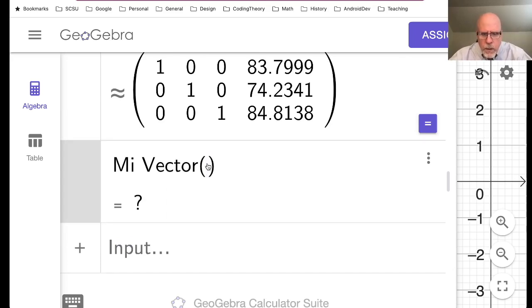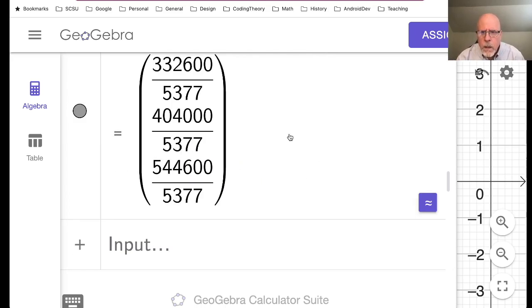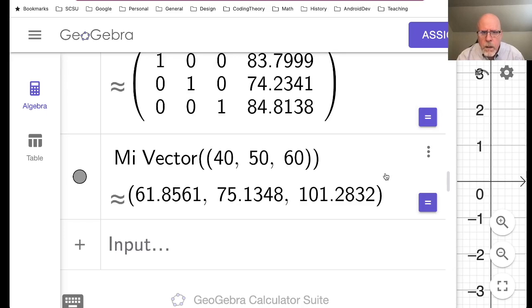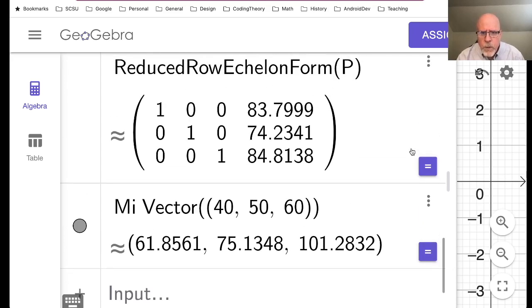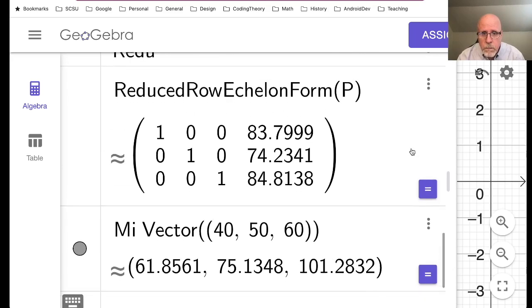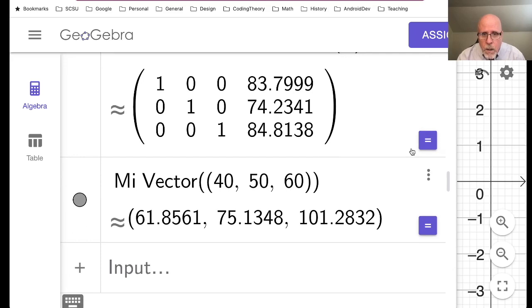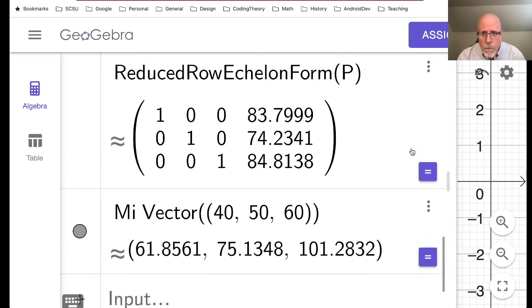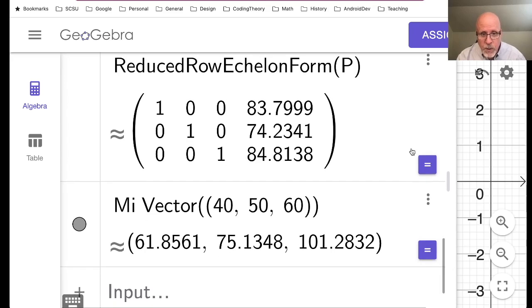What happened? I accidentally hit go. Check 40, 50, and 60. Yeah. Oh, those are different numbers. Wow. Well, I guess I better stop there and say, let's do it the way the book says.